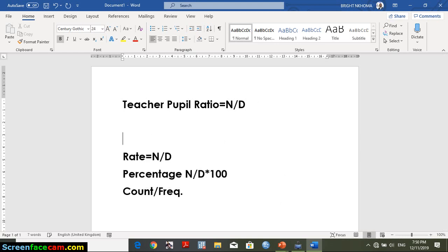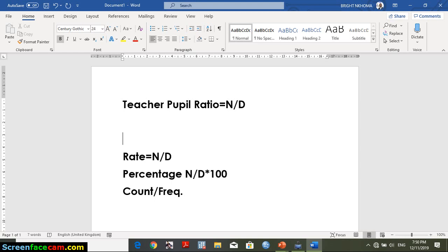So let's use the same teacher to pupil ratio. We are assuming that it's one of the indicators that we have. So here we've got a numerator and then we've got a denominator. So the numerator will be for what? Teachers, the number of teachers are variable, right? So the numerator there will be the number of teachers. Then the denominator will be what?